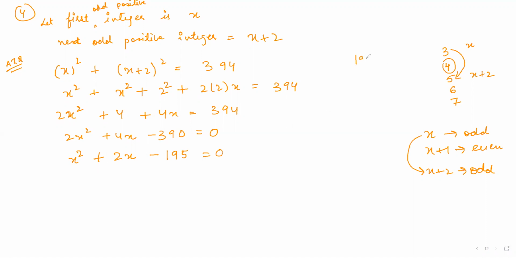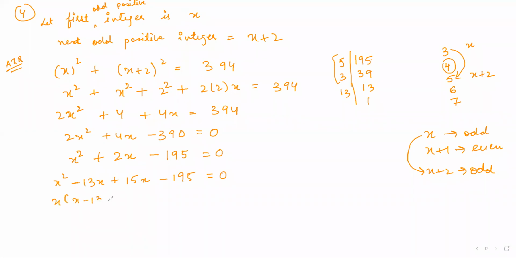Now you do the prime factorization of 195. So 5 into 3 is 15, then 45. So 5 into 9 is 45. Then 3 into 3 and 13. 13 is a prime number. You want 2, so 15 and 13 combination I can take, right? So x square minus, sorry, you can write minus of 13x and plus of 15x, right? This will give you plus 2x and minus of 195 is equal to 0.